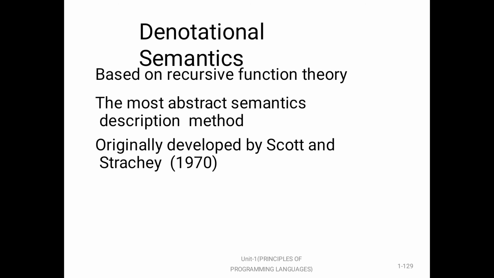Denotational semantics is based on recursive function theory and is the most abstract semantics description method. It was originally developed by Scott and Strachey in 1970. The process of building a denotational spec for a language is to define a mathematical object for each language entity, and also define a function which maps instances of the language entities onto instances of the corresponding mathematical objects. The meaning of language constructs is defined only by the values of the program's variables.